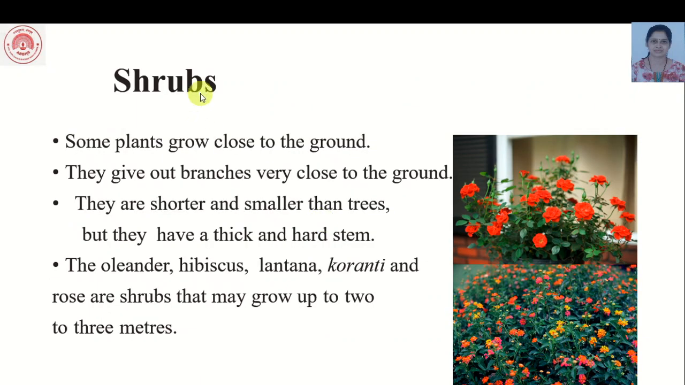Now we will learn about shrubs. Shrubs are shorter than trees. Some plants grow close to the ground. Observe the branches of a shrub. This is a rose plant. Observe the branches. They are closer to the ground. They are shorter and smaller than trees, but they have a thick and hard stem. For example, oleander, hibiscus, lantana, coranthi and rose are shrubs and they grow up to 2 to 3 meters.